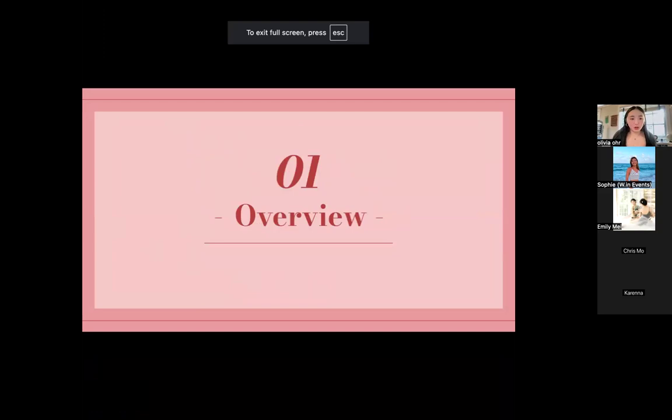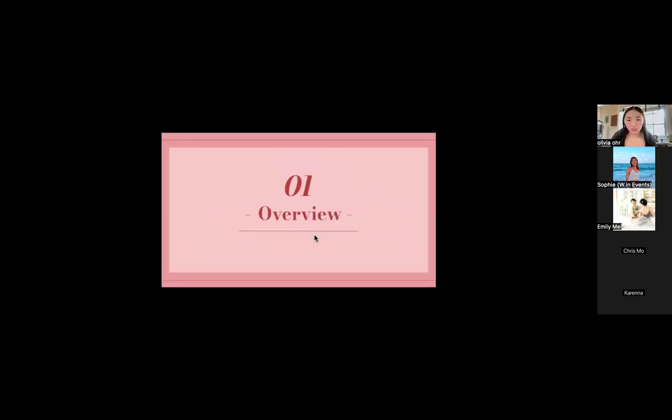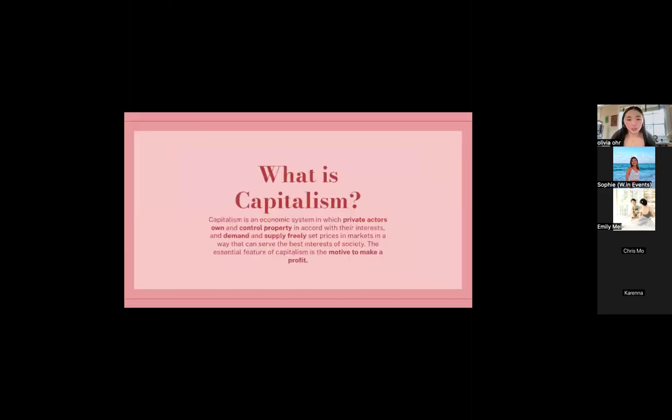Okay, so the first part is an overview of the CAP-K and defining some basic terms. So first, we have capitalism. A lot of you probably know what it is, but capitalism is an economic system in which private actors own and control property in accord to their own interests, and demand and supply freely set prices in markets in a way that can best serve the interests of society. So the essential feature of capitalism is the profit motive, or the desire for financial gain as an incentive for economic activity.